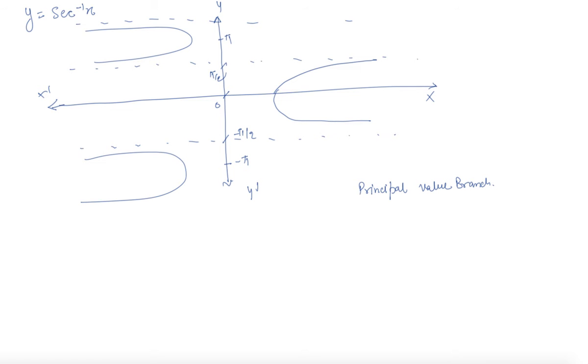for this function, the domain is R minus open interval minus 1 to 1. As you can see, from minus 1 to 1 the function is not defined, and in the range part, students, you can write it is 0 to pi minus pi by 2. Okay, so this is the domain and range of this function y is equals to secant inverse x. Now let's discuss the last trigonometric function, which is cot inverse of x.